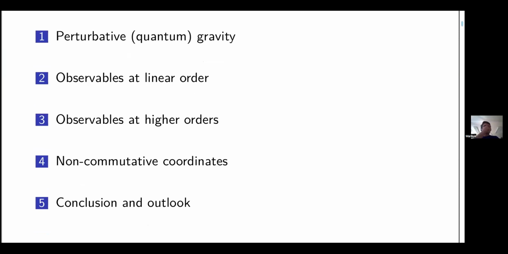I have prepared slides for, say, 4 sections. So first, I'll tell you about perturbative gravity, and I put the quantum in parentheses because everything I say also applies to classical gravity. Then I'll tell you about the important subclass of observables, namely those that one can find at linear order. The situation there is a bit special. Later on, of course, one wants to go further in perturbation theory, so also look at higher orders. And then finally, I'll tell you about very recent work together with Albert Much and Kyriakos on non-commutative coordinates that also came out of this. And of course, I'll conclude. Please feel free to interrupt me at any time if you have questions. So I think there will be enough time.